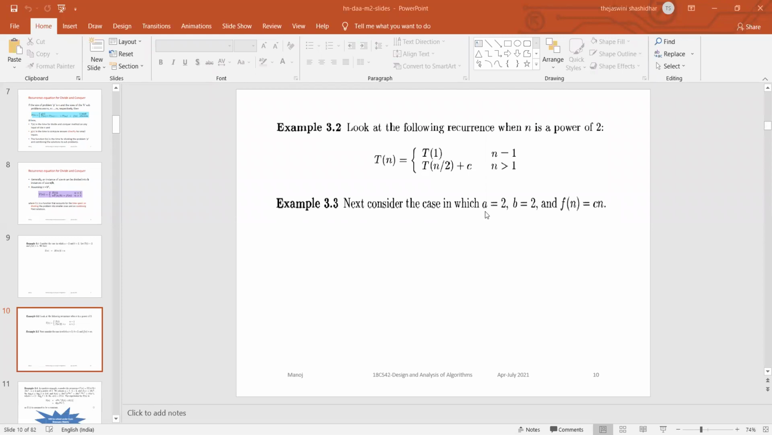So can you give the answer for this particular example? So A equals 2, B equals 2, F of N is equal to Cn. So can you give the formula? What is the formula you will be having for example 3.3? So give the answer for example number 3.3. What is the equation you will be having? Give the answer for example 3.3.